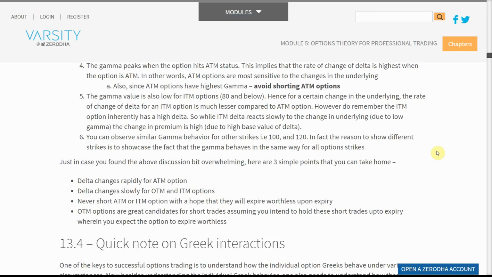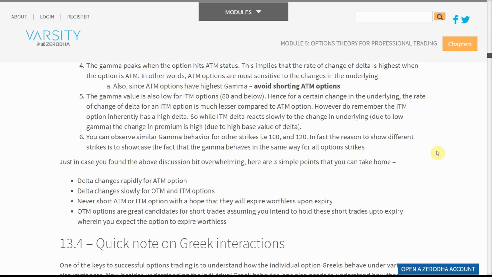Just in case you found the above discussion a bit overwhelming, here are 3 simple points that you can take home. Delta changes rapidly for ATM option. Delta changes slowly for OTM and ITM options. Never short ATM or ITM option with the hope that they will expire worthless upon expiry. OTM options are great candidates for short trades, assuming you intend to hold these short trades up to expiry wherein you expect the option to expire worthless.